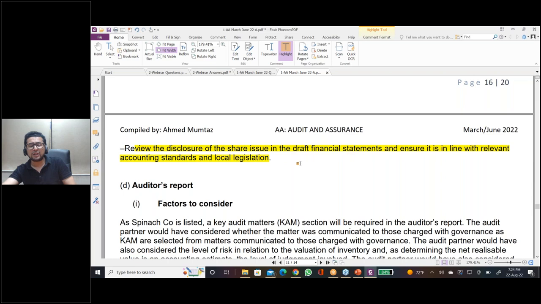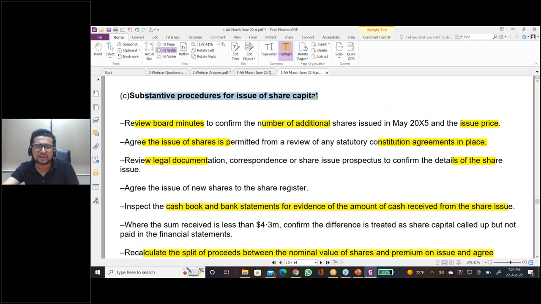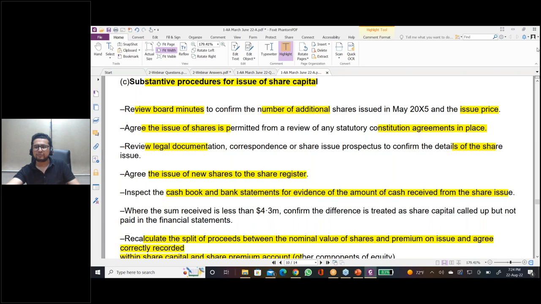So please read these procedures. I'm giving you 2-3 minutes relevant to share capital, especially those which are highlighted. Agree the issue of new shares to the share register and tell me if you are not clear on a particular one.